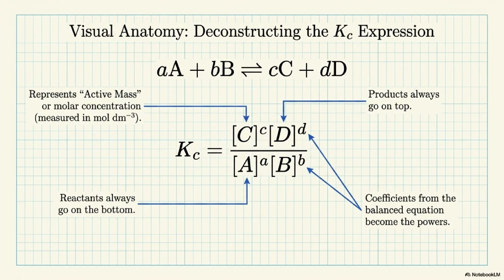Okay, let's strip away the chemistry for a second. Think about a simple mathematical ratio, like 1 to 2. If I give you 10 blue marbles and 20 red marbles, the ratio is 10 over 20, which reduces to 0.5. Okay, simple enough.